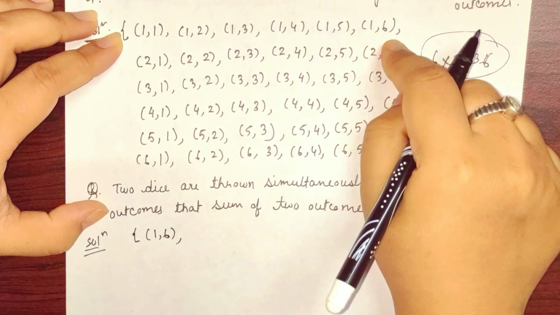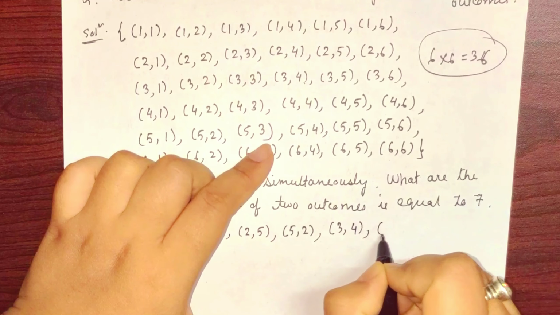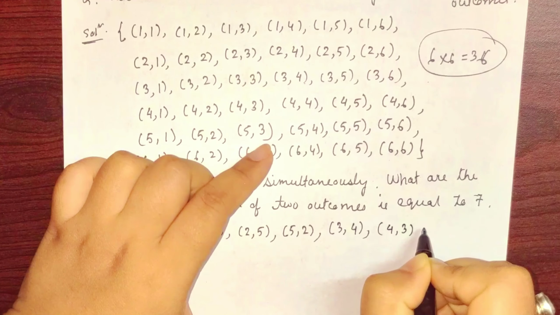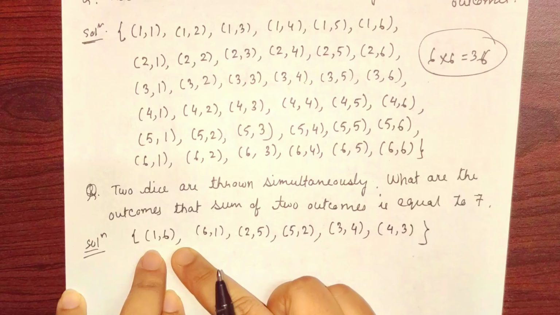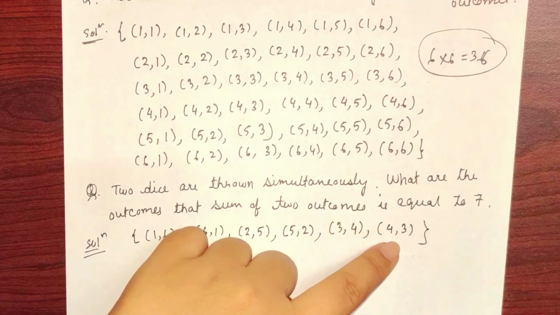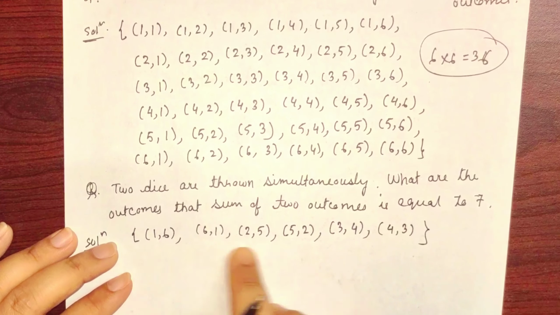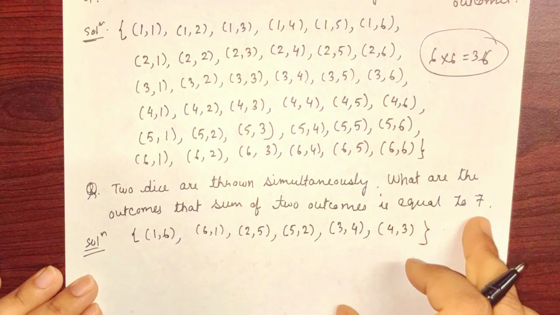In the third row, 3 plus 4 equal to 7. Therefore 3, 4 is the pair. If 3, 4 is the pair, then the other pair will be 4 and 3 because 4 plus 3 is also 7. So in this way we have found all the pairs: 1,6; 6,1; 2,5; 5,2; 3,4; 4,3. These are the pairs of numbers such that the sum is equal to 7.